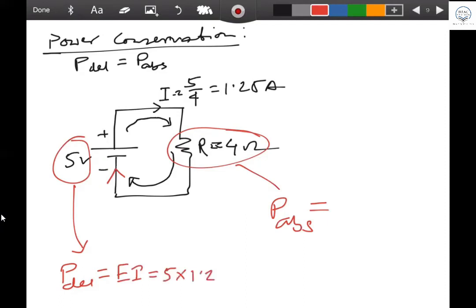1.25, you got a 5. Calculator, please use it. How much will you spend for it? Faster. What's the answer? 6.25. 6.25 watt. Good. Now come back to the absorb power.